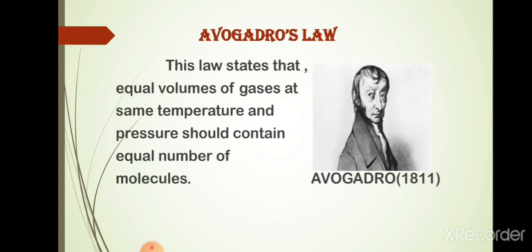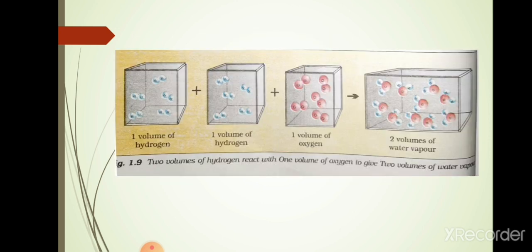Next is Avogadro's law. This was stated by Avogadro in 1811. He stated that equal volumes of gases at same temperature and pressure should contain equal number of molecules. He made a distinction between atoms and molecules. 2 volume of hydrogen reacts with 1 volume of oxygen to form 2 volume of water vapor without leaving any unreacted oxygen. This is the example for Avogadro's law.